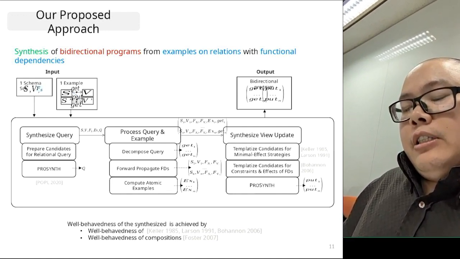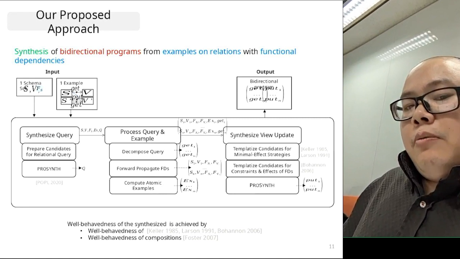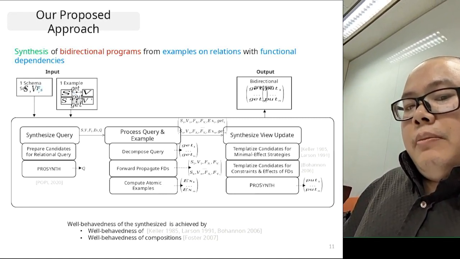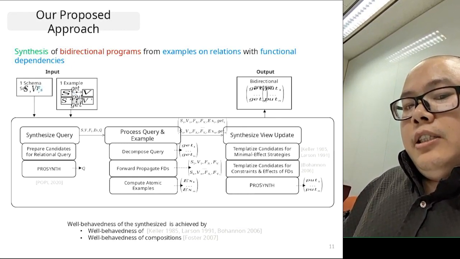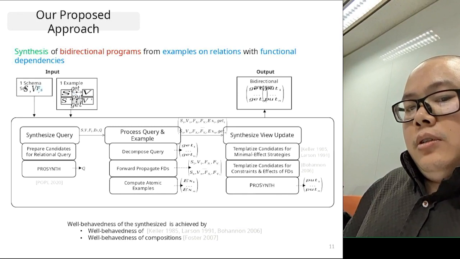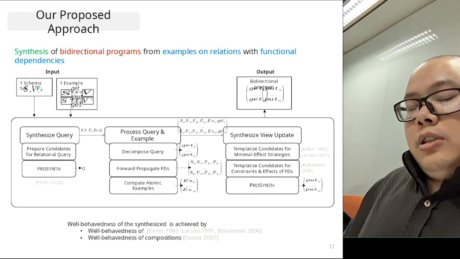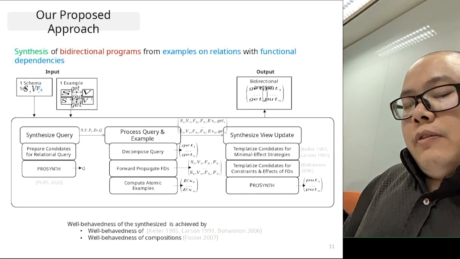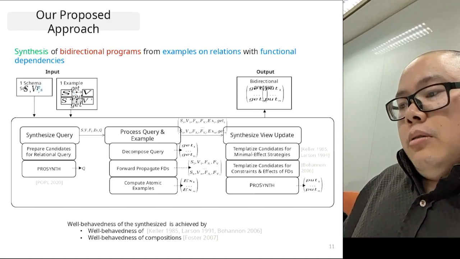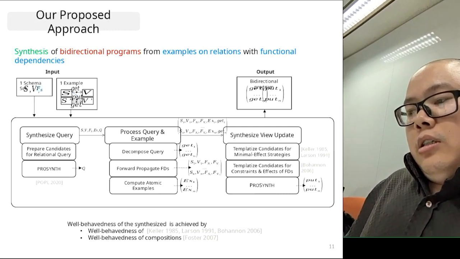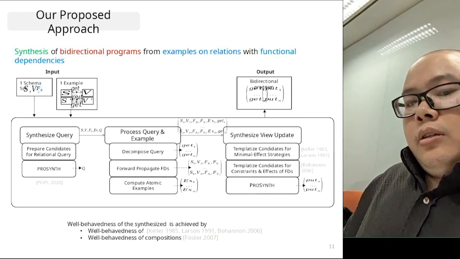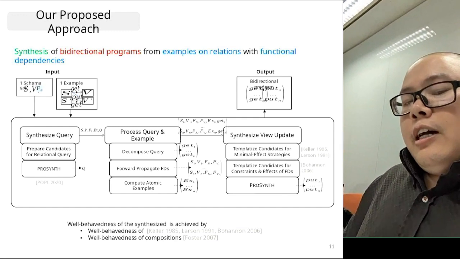And using some templates here, we generate the candidate rules for process, and process returns a couple of puts, put one to put n, and we can pair with the set of atomic queries get one to get n to obtain the bidirectional program. Generally, the important properties of a bidirectional program are achieved by two things.